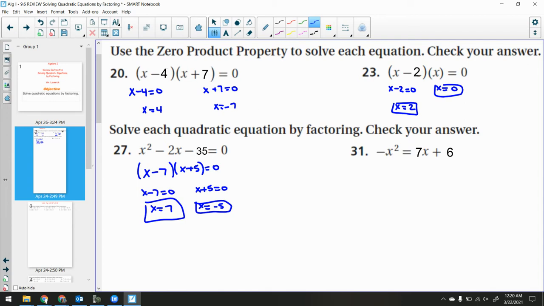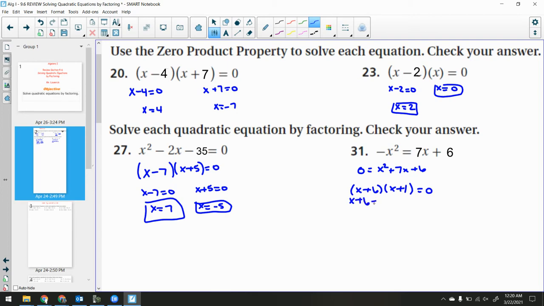Okay, now do you see how this x squared needs to move over to the right? So it would be 0 is equal to x squared plus, see, I have to add it over, plus 7x plus 6. And then we say, okay, factors of 6 that add to get to 7. That's x plus 6 and x plus 1. I like to keep my 0 on the right side. It doesn't really matter though.